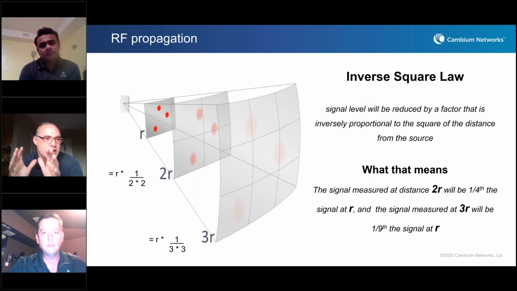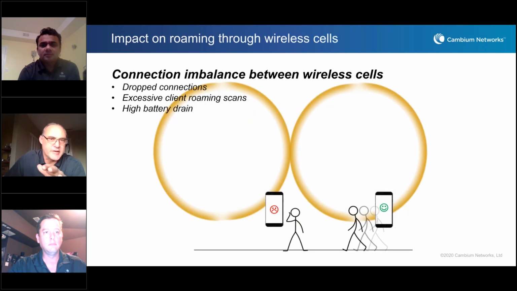Now, of course, you still have to factor in the materials, whether you're going through walls, doors, floors, windows, reflective surfaces. All those also apply. But the inverse square law is what we have to deal with. So when you see that, you understand why it's so important to shrink that cell size. Just moving that cell in by a little bit can increase the power available dramatically, and give you higher density and higher quality connections.